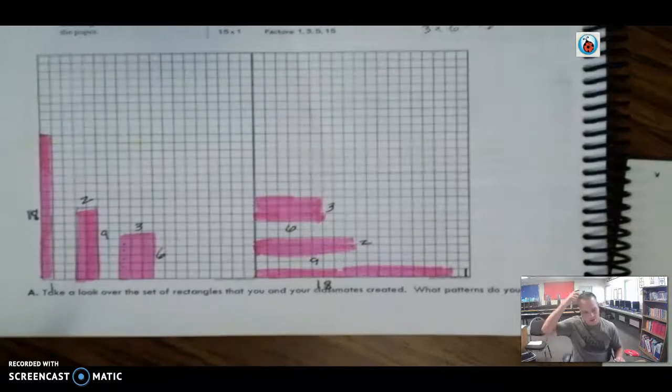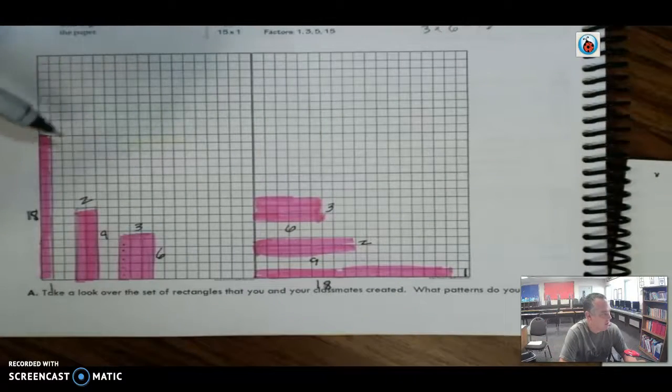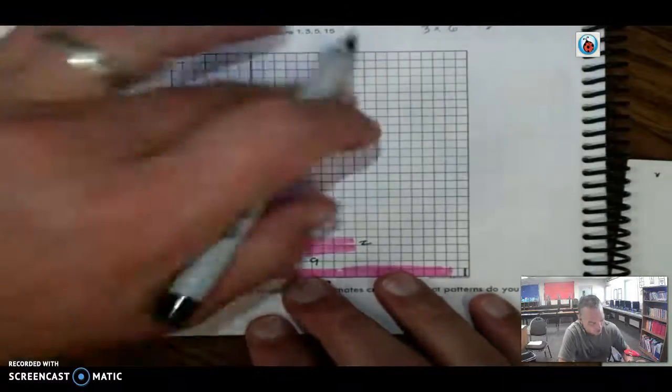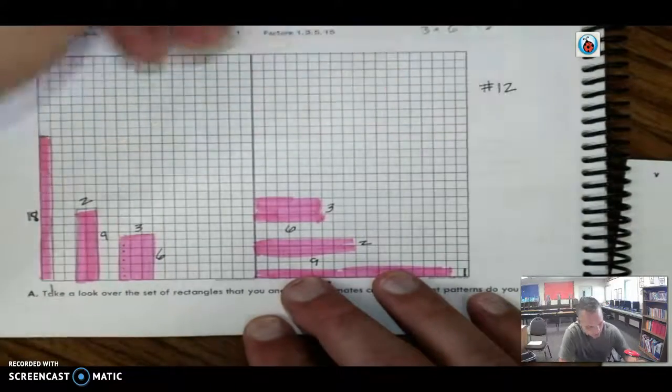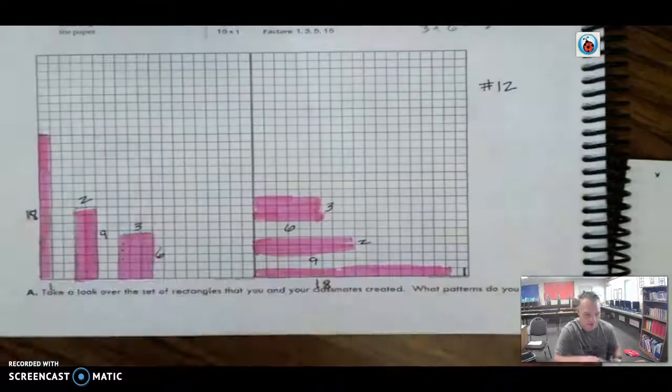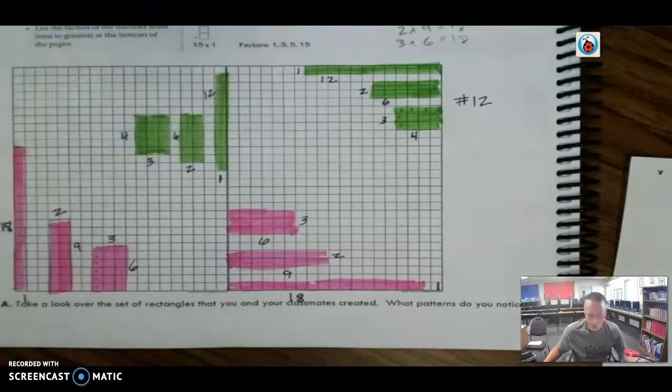I'd also like you to try doing another number. Let's do 12. So the next number I want you to do is 12. Do the same thing you did for this, but do 12 up here. Go ahead and do that now. Okay, so now I'm complete with mine. If yours is similar, it should look something like that.